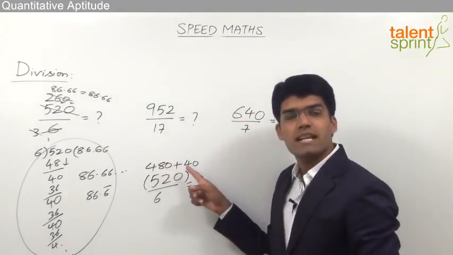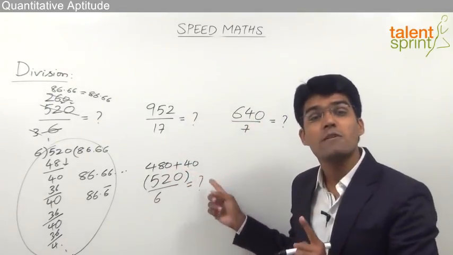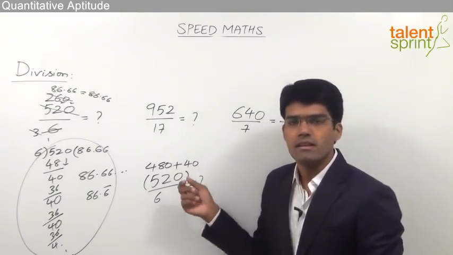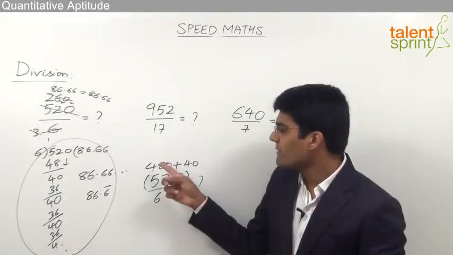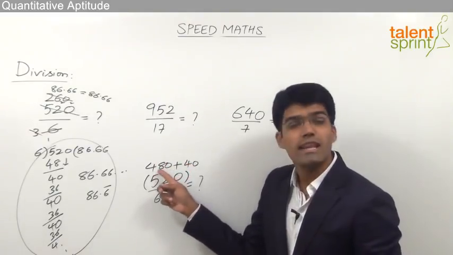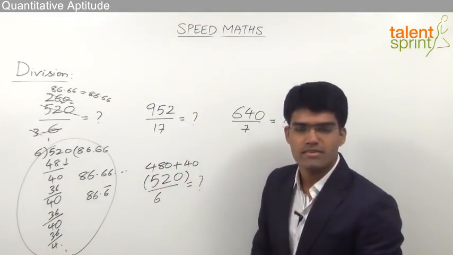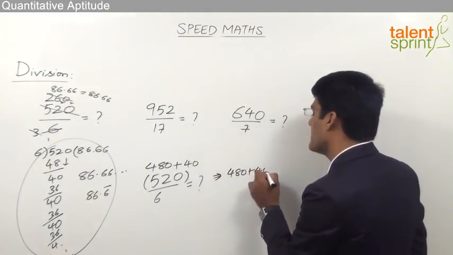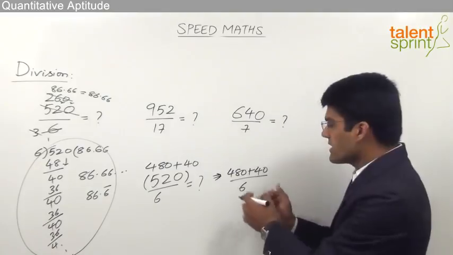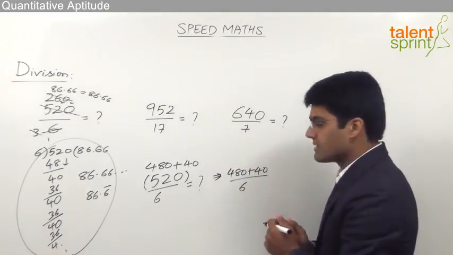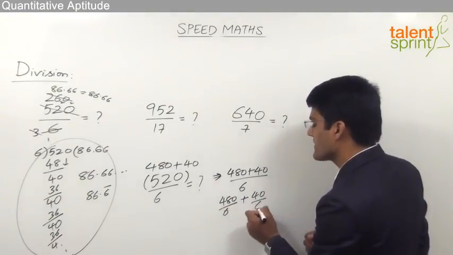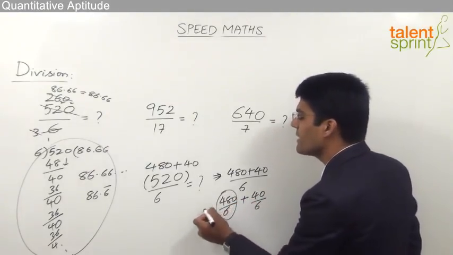Remember, we are taking it as 480 plus 40 but not 500 plus 20. Why? Because when we take 500 and 20, none of them are divisible by 6. But when you take 480 plus 40, 480 is exactly divisible by 6. So now this becomes 480 plus 40 divided by 6. Let us now break it into two different divisions. So this can be taken as 480 by 6 plus 40 by 6. 480 by 6 is nothing but 80. Why?